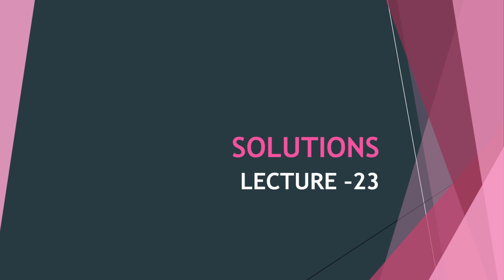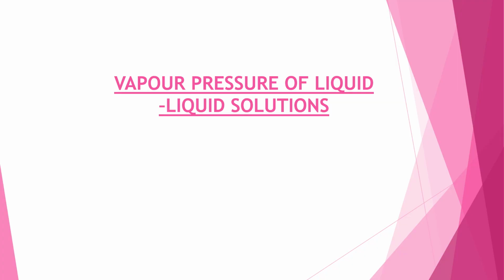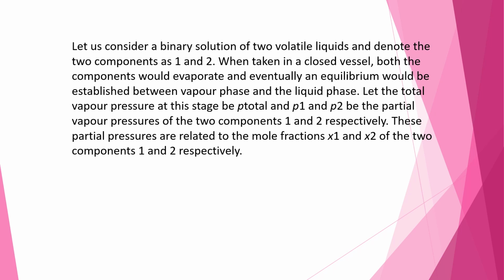So in this video we will be discussing vapor pressure of liquid solutions. Let's get started. Let us consider a binary solution of two volatile liquids and denote the two components as 1 and 2. When taken in a closed vessel, both the components would evaporate and eventually an equilibrium would be established between vapor phase and the liquid phase.